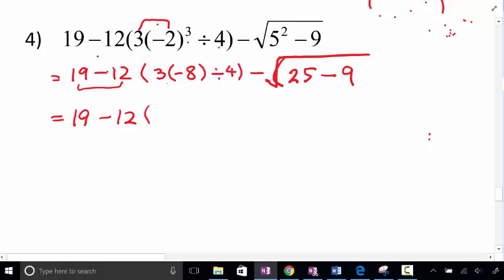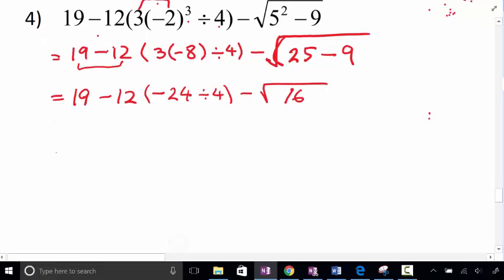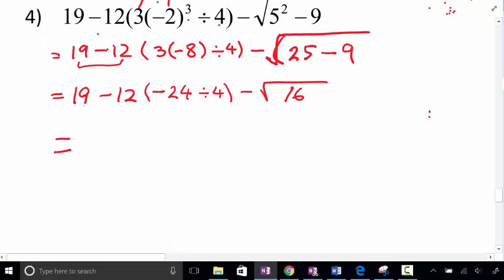So I could multiply these two together to get negative 24 divided by 4, close bracket, minus the square root of, and then I'm going to add those up or subtract them. So you get 16. Okay. So again, can't do that, so I'll just leave that there. And then, can I divide that? Yep. So you're going to get negative 6. Okay. Minus the square root of 16.